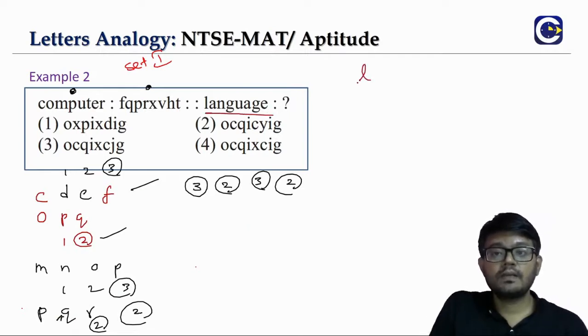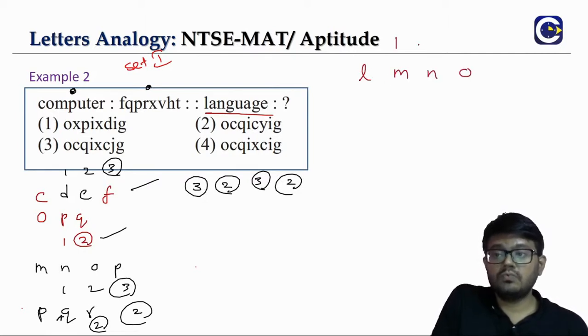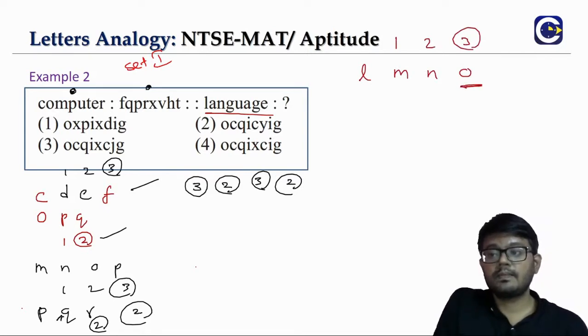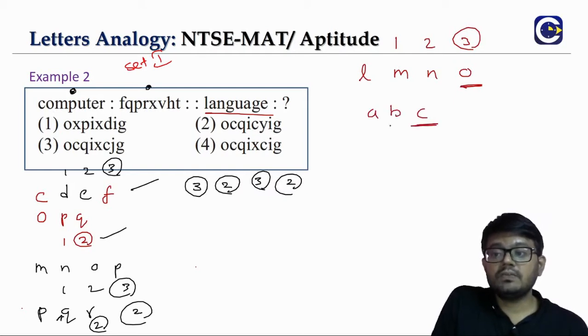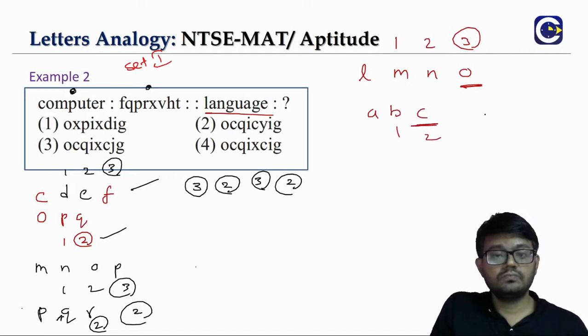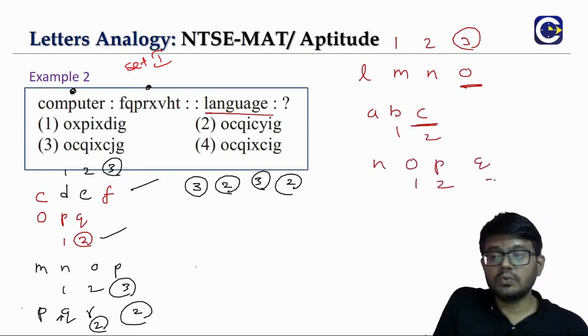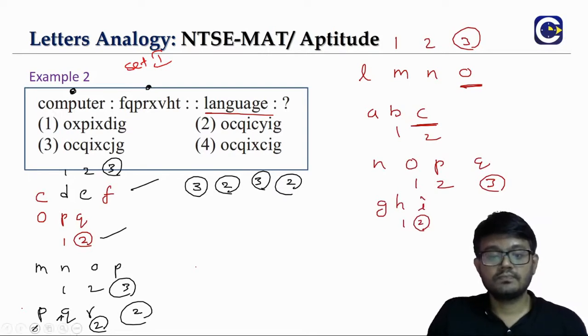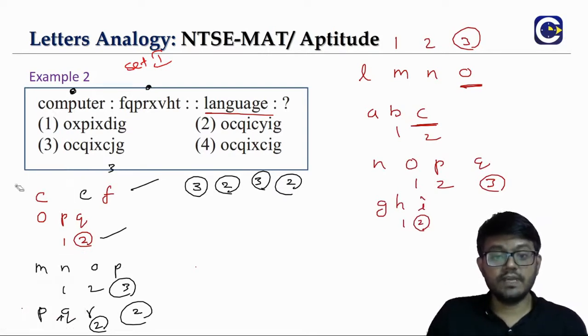L. Third. L, M, N, O. So 1, 2, 3. Then A, B, C. 1, 2. 3, 2. Then N, O, P, Q. 1, 2, 3. Then G, H, I. 1, 2. You are able to see it. We have to look at 3, 2, 3, 2. That is the order.